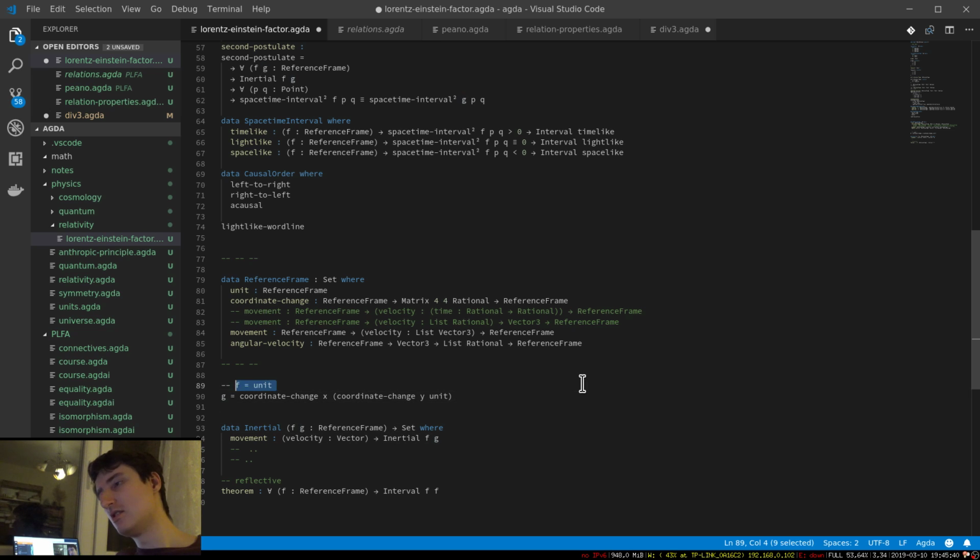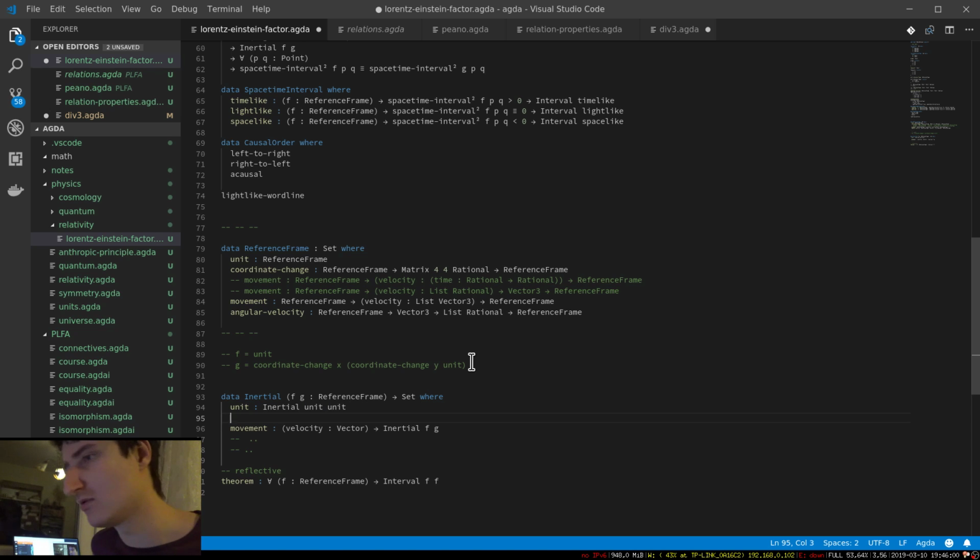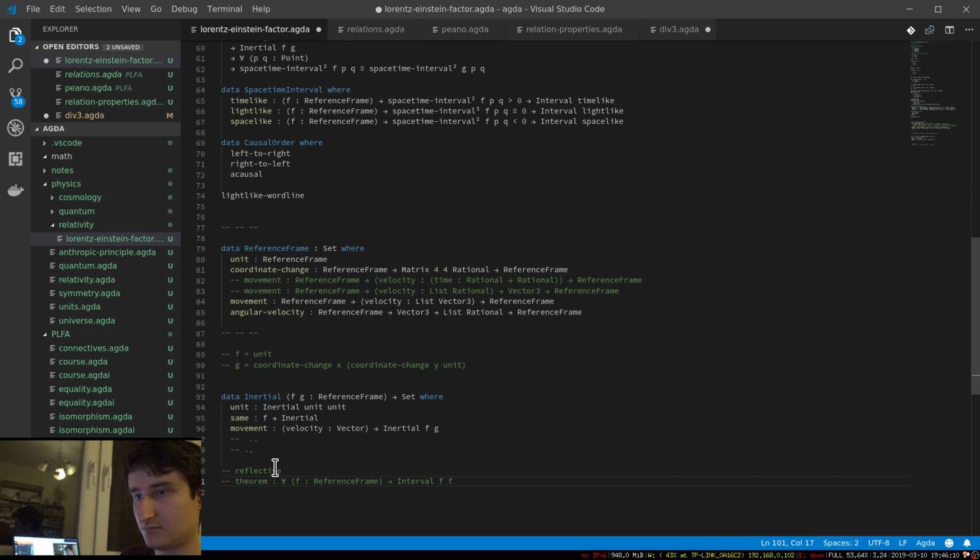We have inertia, inertial reference frame. Actually, I have these new ideas here. Unit would be inertia. Unit is inertia with respect to itself. Same. Given a frame, this is obvious. Reference frame, we would have that F is inertia with respect to F.